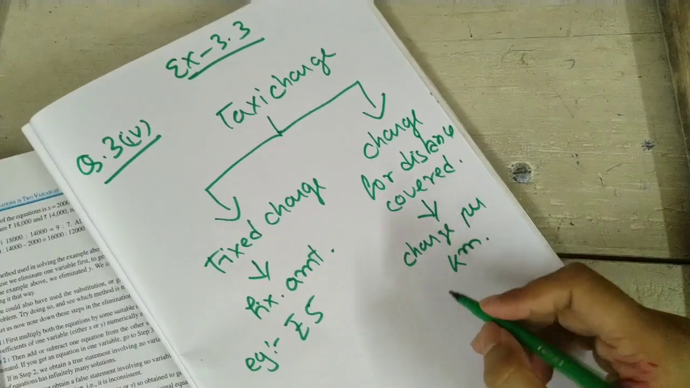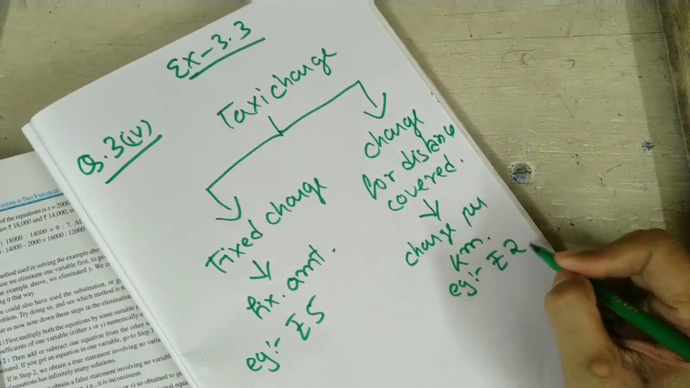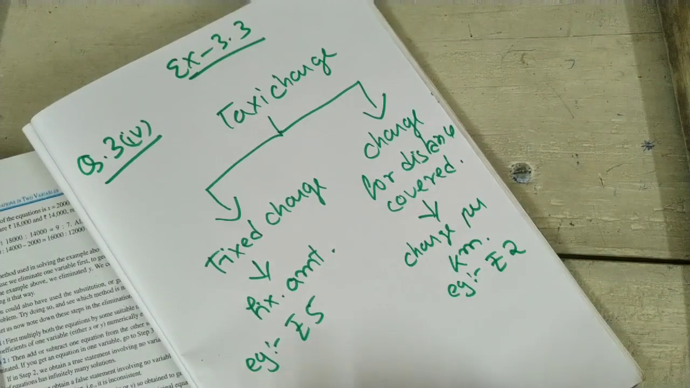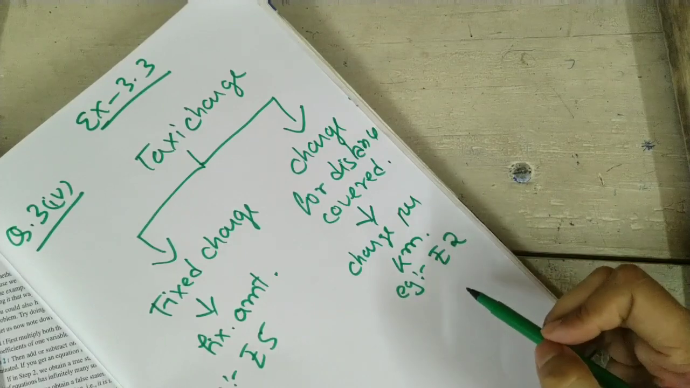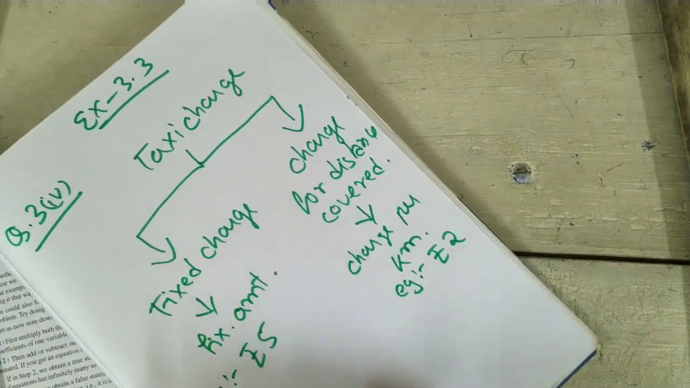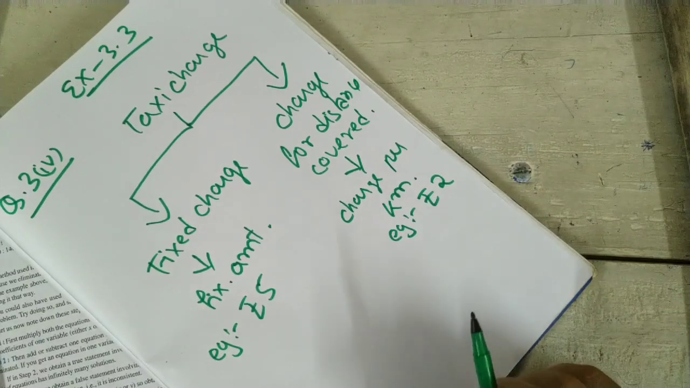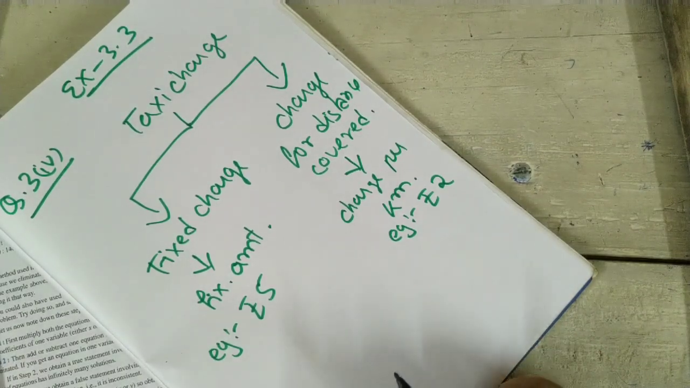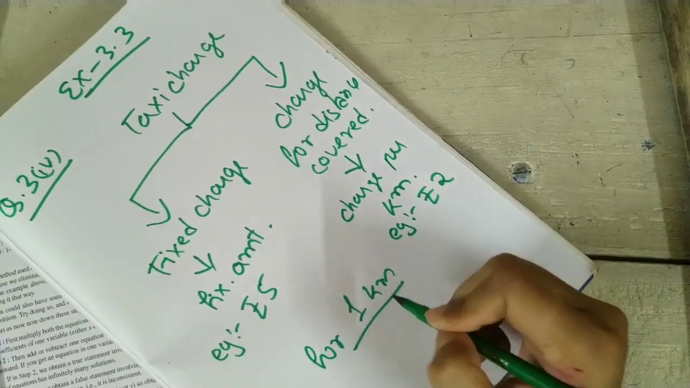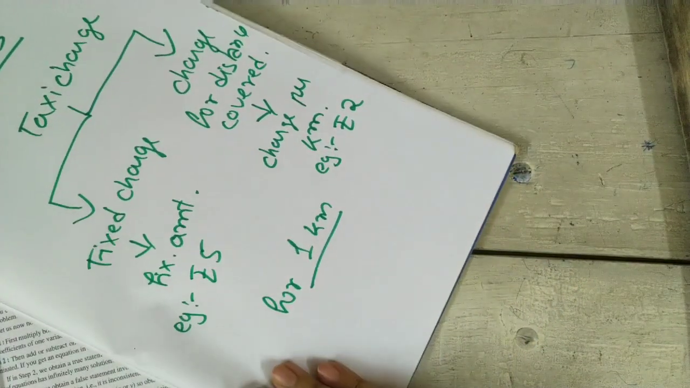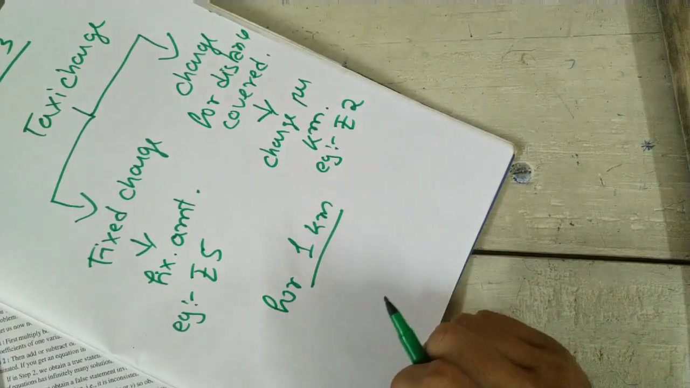Now, for example, let's take the charge per kilometer as rupees 2. So I have taken for example that charge per kilometer is rupees 2 and fixed amount is rupees 5. Now, suppose a person covers a distance of 1 kilometer. This is just an example I am taking. For a journey of 1 kilometer, what is the amount he has to pay? We have to find out.